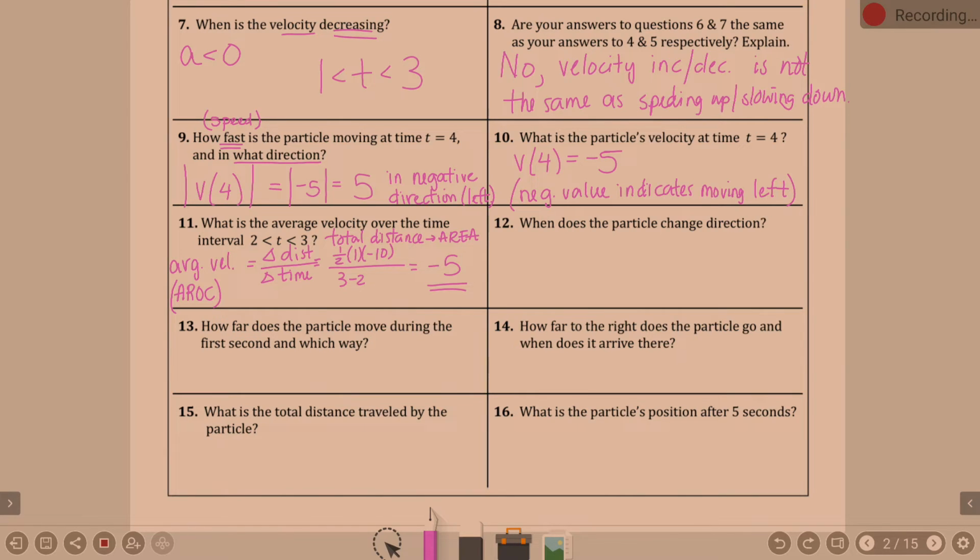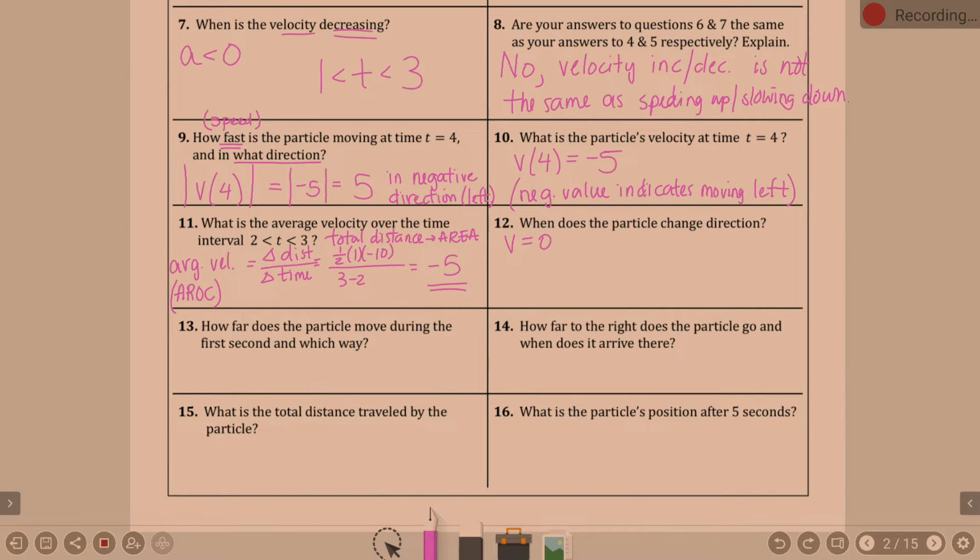2 and 5. Out times 2. Why are we giving these answers? Because they're zeros. Okay, so when is the particle going to change direction? It's going to be when it stops, when velocity is 0.